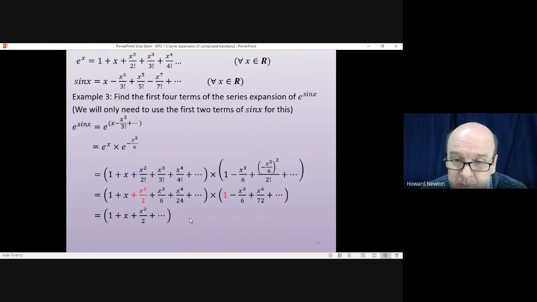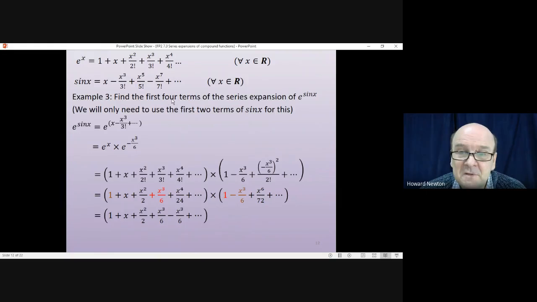Moving on to the x cubes, things finally become a little bit more complicated because there are two ways of getting x cubed terms. I could have 1 in the second bracket times by the plus x cubed over 6 here, or I could have 1 in the first bracket times by the minus x cubed over 6 in the second bracket. But that's it. There are no other ways of getting a term in x cubed, but these two terms will cancel each other out. One of them is going to be plus x cubed over 6, the other one's going to be minus x cubed over 6, which means there won't be a term in x cubed.